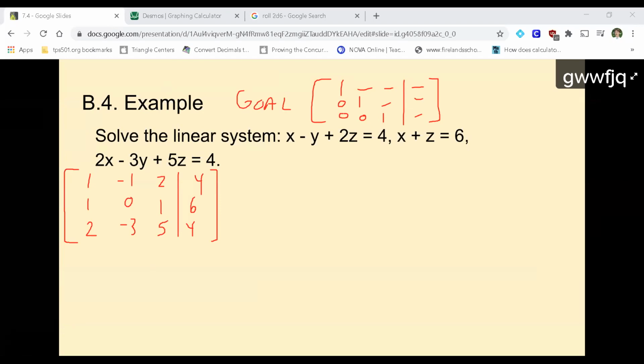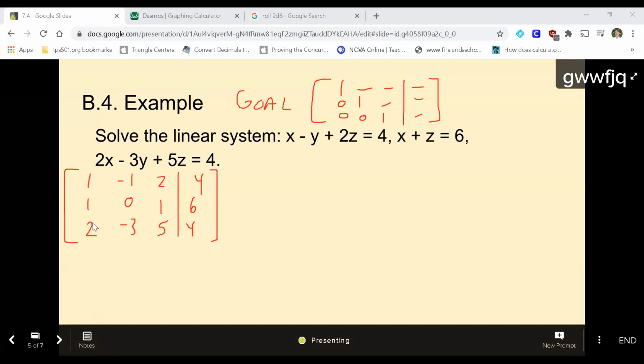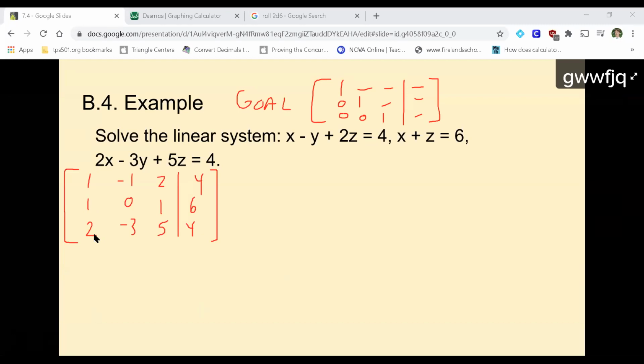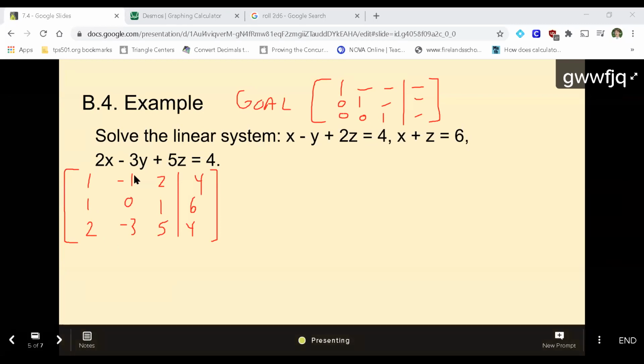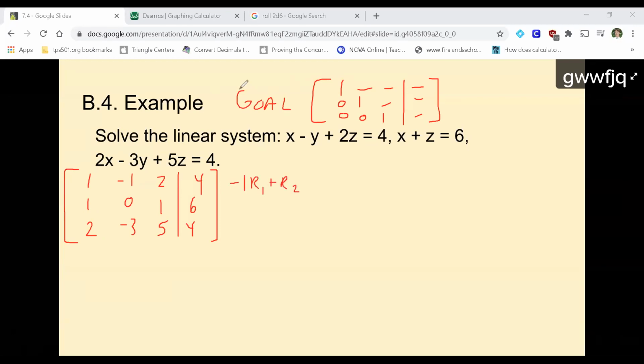What do you think was the first thing I would do? To make these 0, the 1 and the 2. Multiply the first row by -1 and then add to row 2. Yeah, that's right. So I'm going to do -1 times the first row plus the second, and -2 times the first row added to the third. Now I get 1, -1, 2, 4.